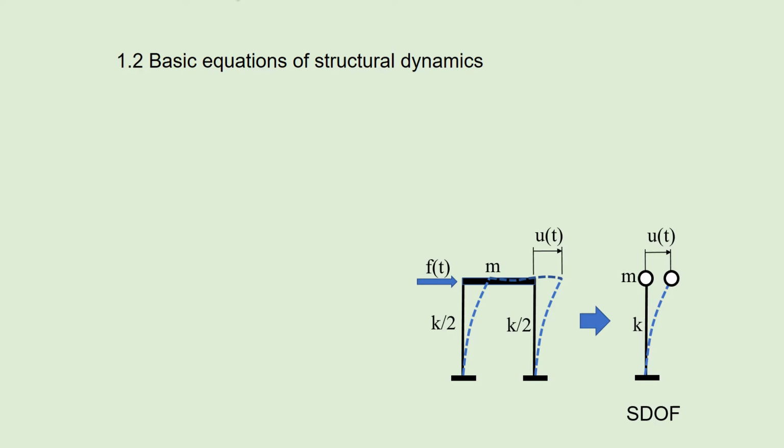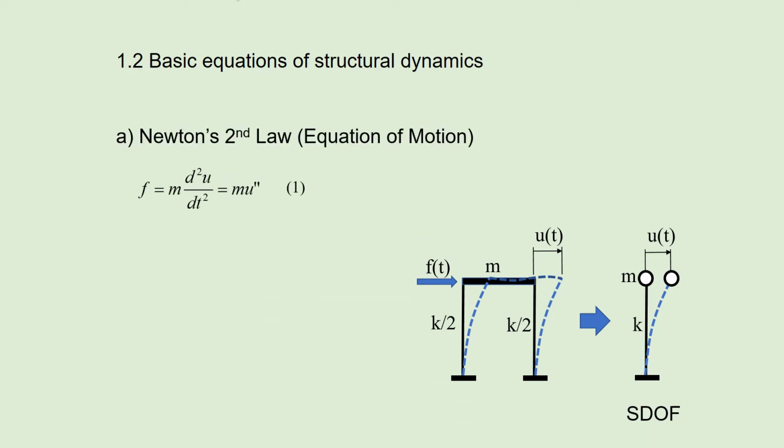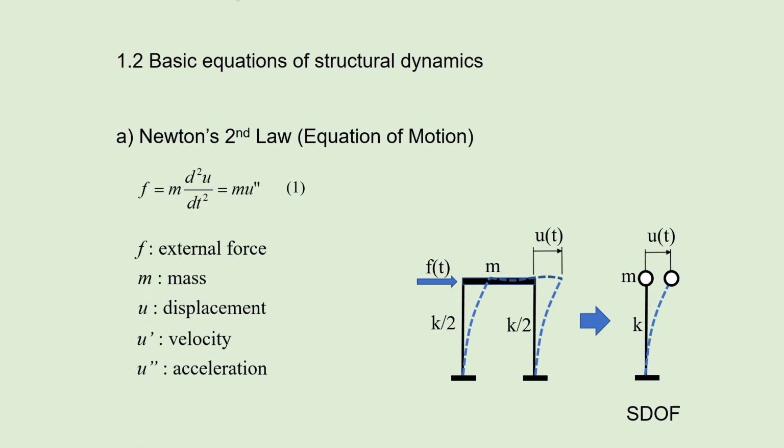There are a couple of ways to express basic equations of structural dynamics. First, Newton's second law, equation of motion, equation 1. u' is velocity, differentiating u by time. u'' is acceleration, differentiating u twice by time. Please confirm the units.